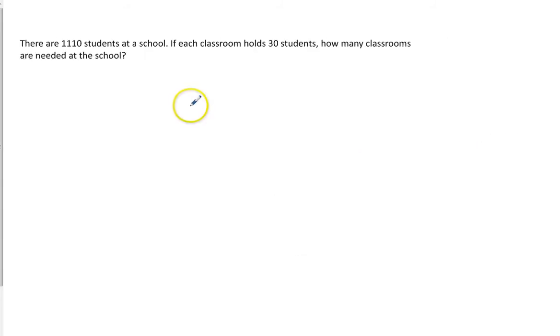There are 1,110 students at school. If each classroom holds 30 students, how many classrooms are needed at school? Again, here is that word, each, and it is each classroom, and it's asking how many classrooms. So 30 becomes my divisor. So 1,110 divided by 30 is my number sentence. I'm going to go ahead and set that up.